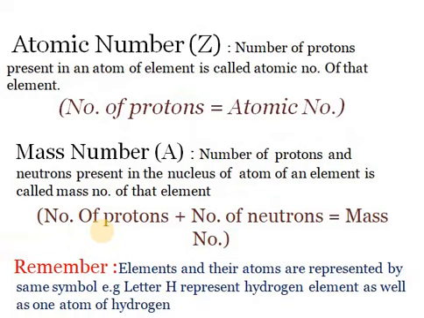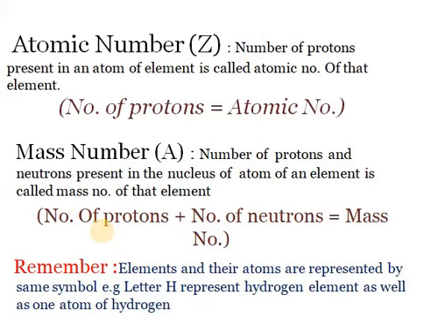Now some basic terms related to the atom. So the very first is atomic number. It is represented by capital Z. Atomic number is the number of protons present in an atom of an element, and it is called the atomic number of that element or that atom. So simply you will have to remember that the number of protons is equal to the atomic number.